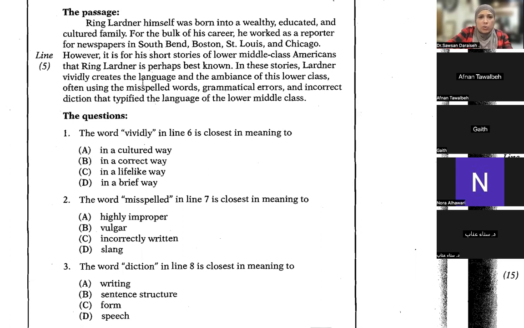So this person created the language, the ambience, which is the atmosphere, guys, the atmosphere of the place, as if you are in that environment, often using misspelled words, grammar, and incorrect diction. What's diction? Speech. Incorrect diction means incorrect speech, the way people spoke, like if they lisped, swallowed some letters or words, that's what we mean here. That typified the language of the lower middle class. What is the goal, guys? To typify, to show the type of language. Typify means to show the type of language that the people of the lower middle class spoke.